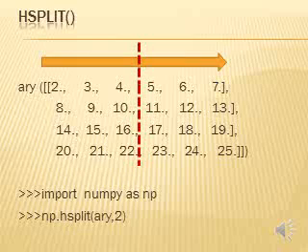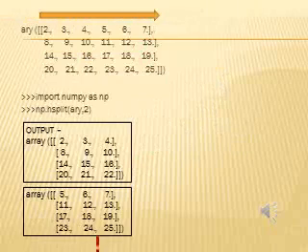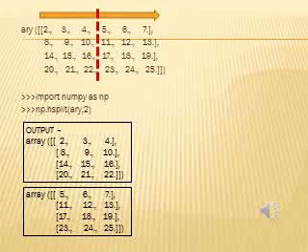If 3 is written, you have to divide the horizontal line into 3 parts. If 4 is written, you have to divide the horizontal line into 4 equal parts. But the parts have to be equal. Okay, now that I will tell you in the next slide. What do you understand by the word equal? Now see, this is the output of the hsplit function, in which we divided the ARY array into 2 equal parts.